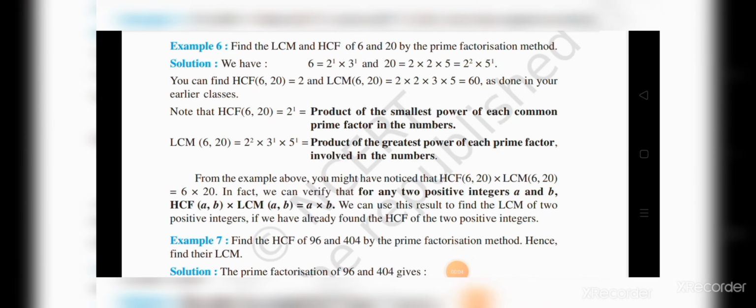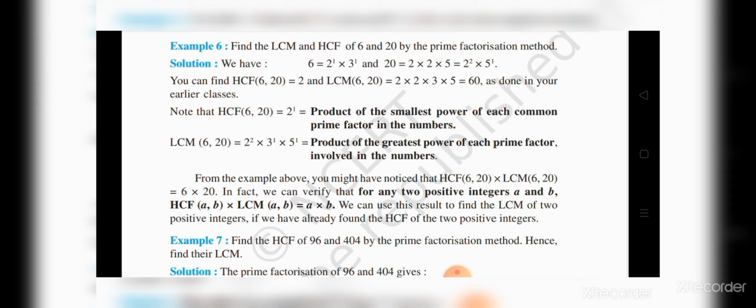Okay, we move on to example 6. Find the LCM and HCF of 6 and 20 by prime factorization method. So we can write 6 as 2 into 3. 2 and 3 are the prime factors of 6. And 20 as 2 into 2 into 5, so that means 2 square into 5.